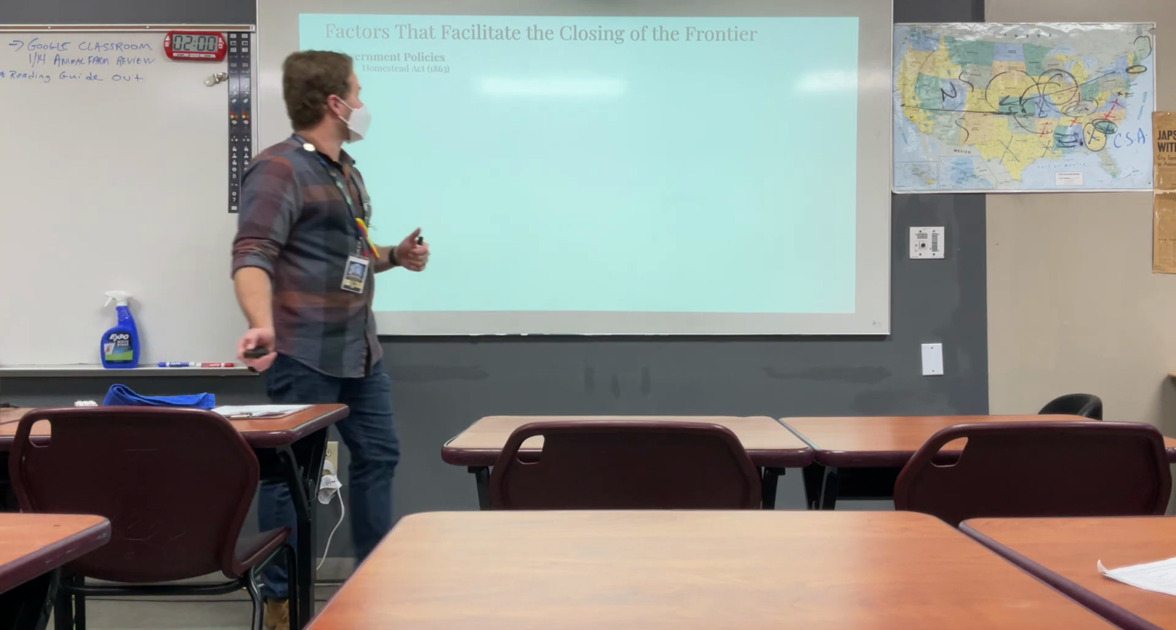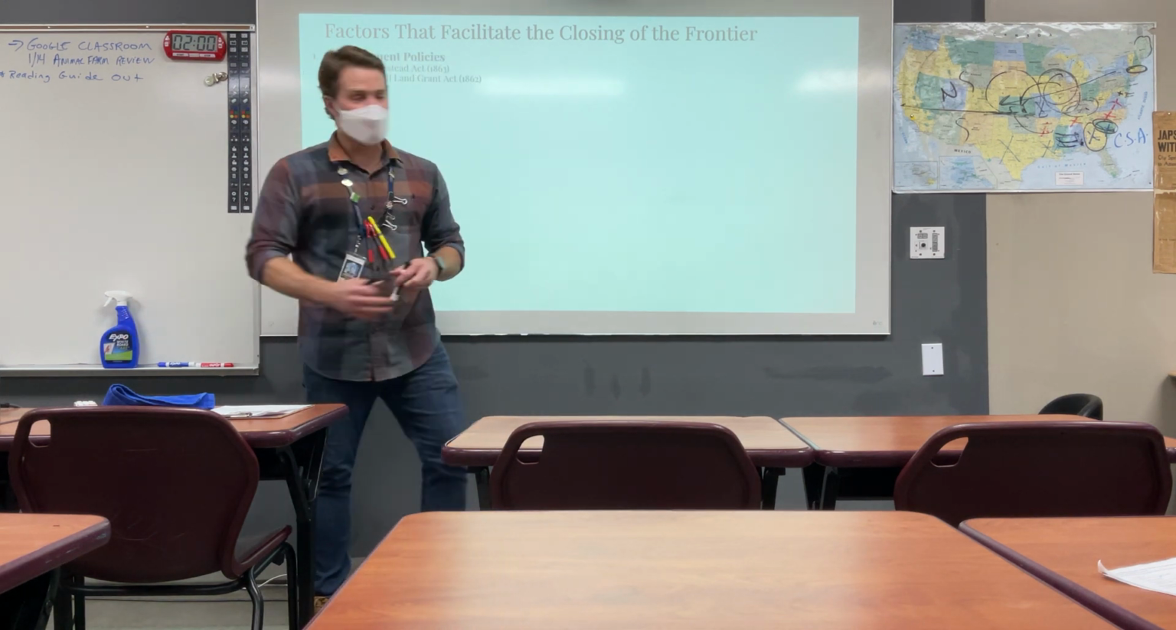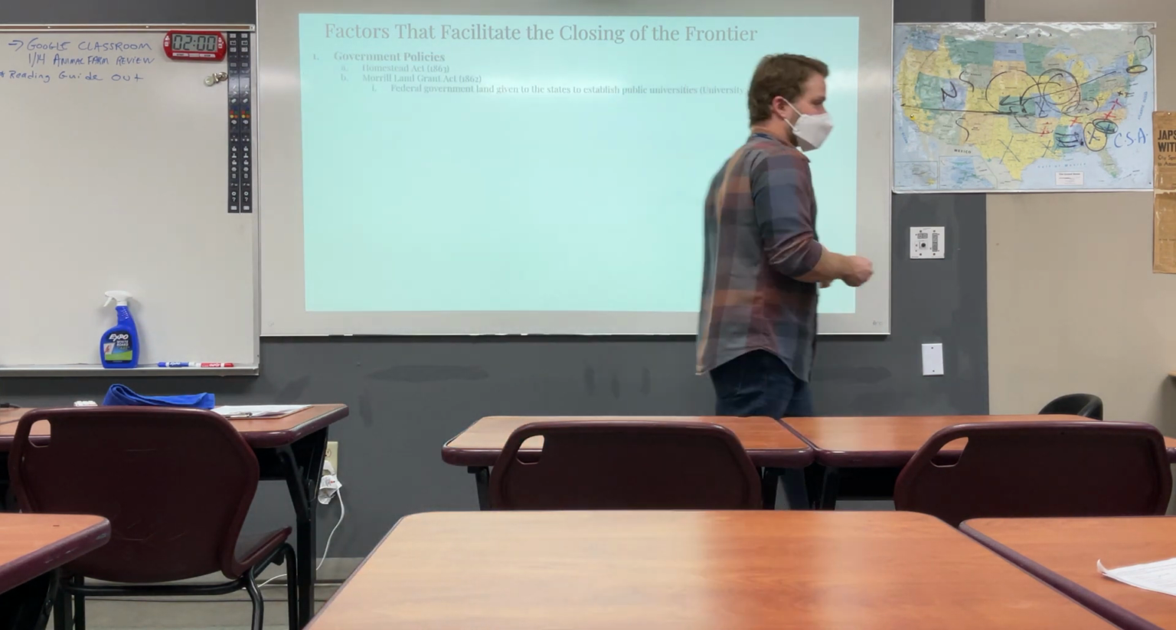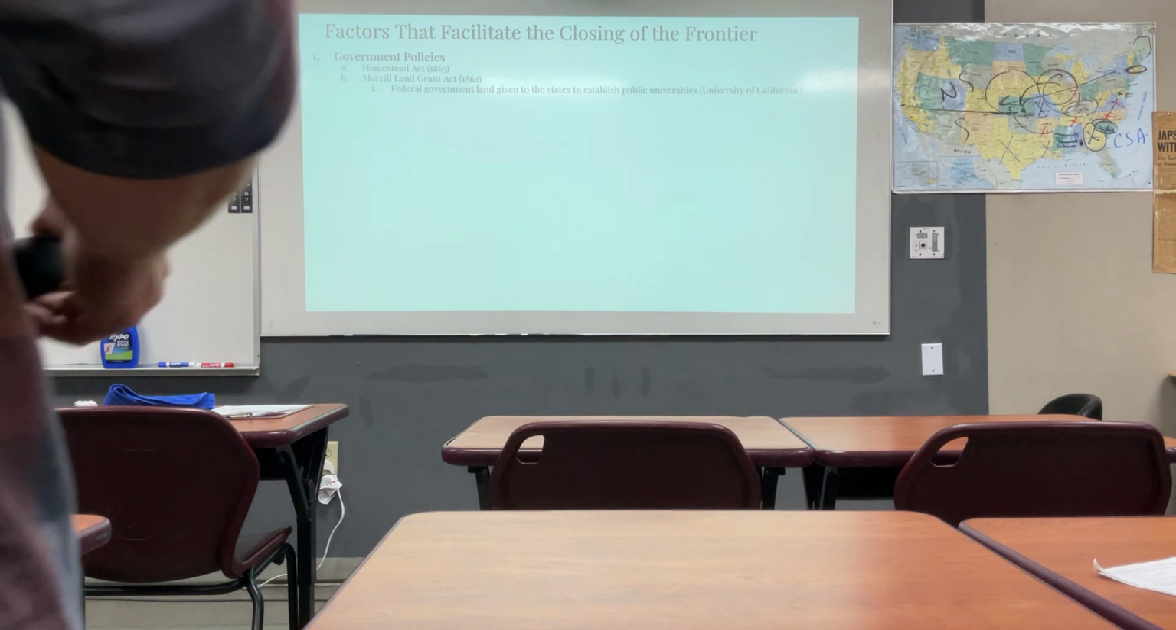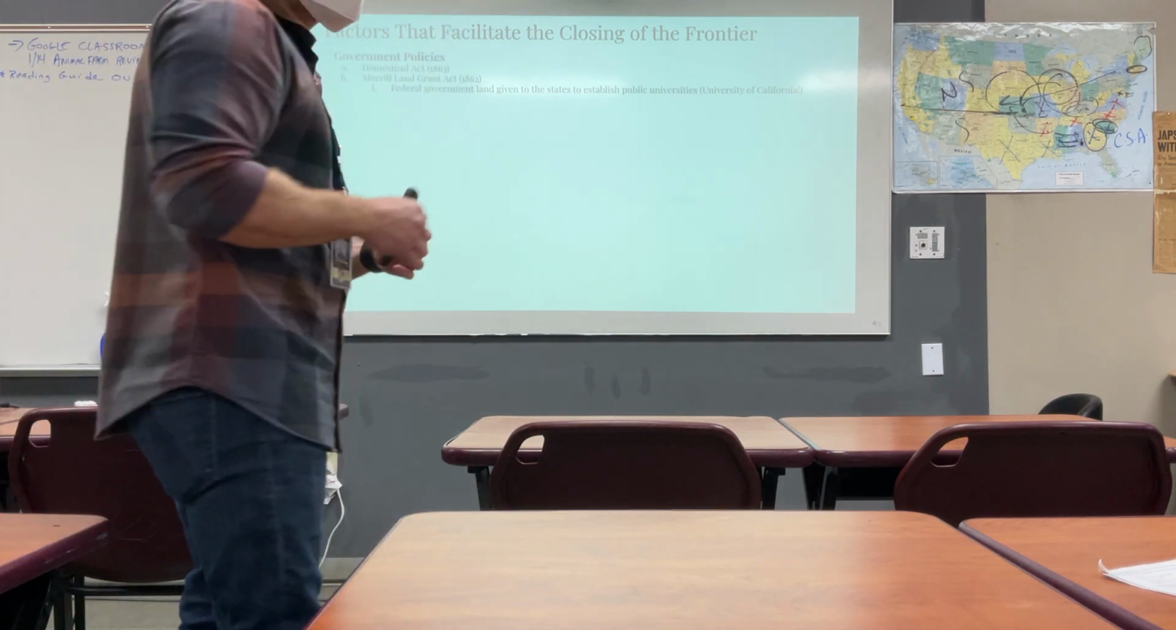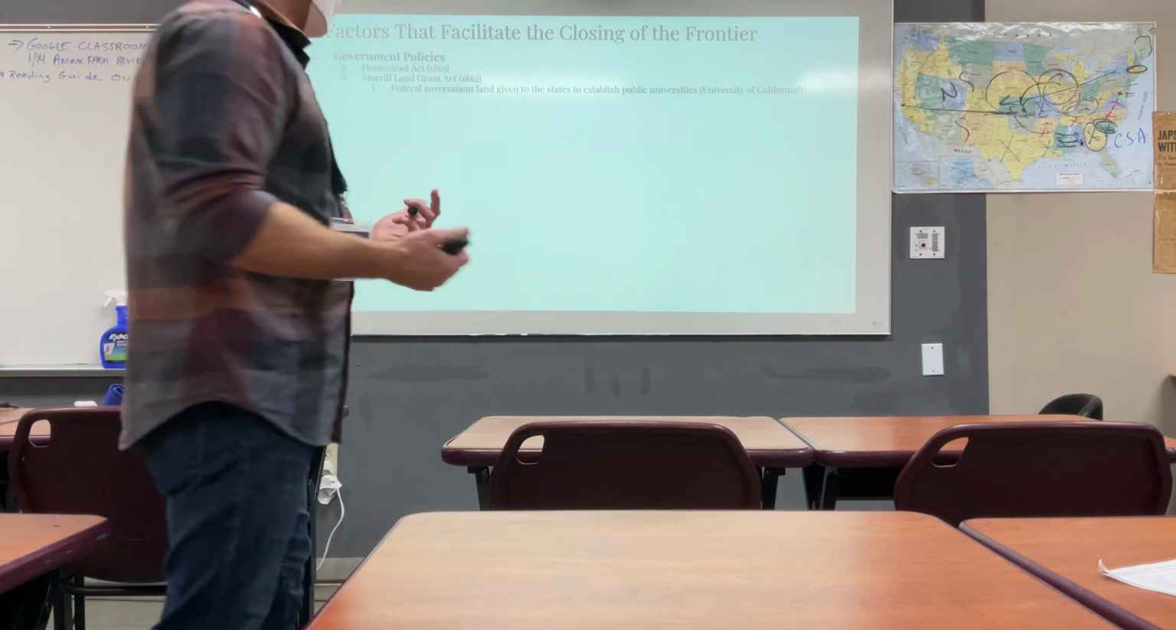The second government policy to note is the Morrill Land Grant Act. Morrill, M-O-R-R-I-L-L, the Morrill Land Grant Act, which is going to give federal land to the states so they can establish colleges, public universities. That's going to encourage westward expansion because education is important.